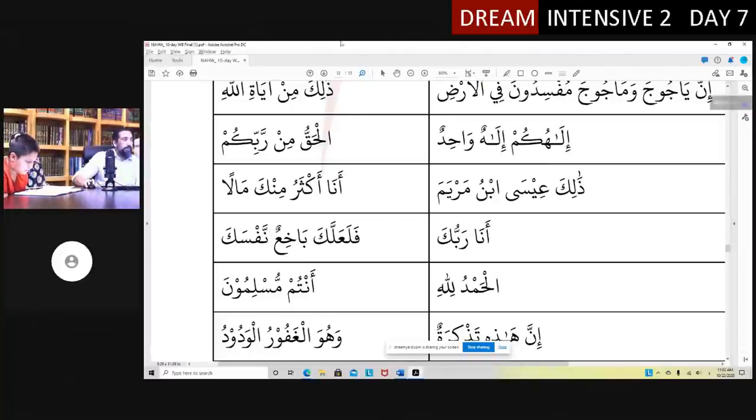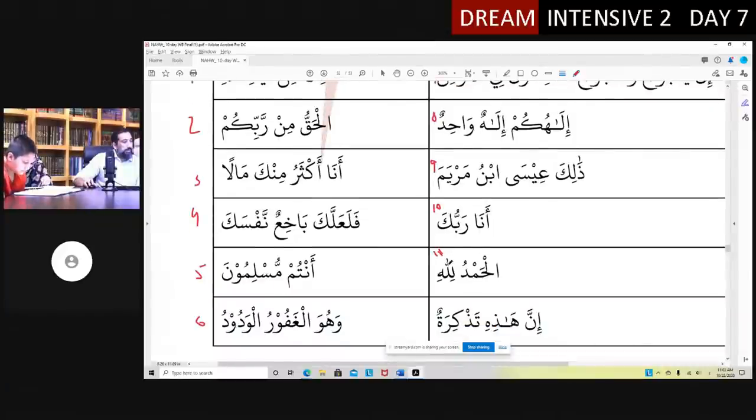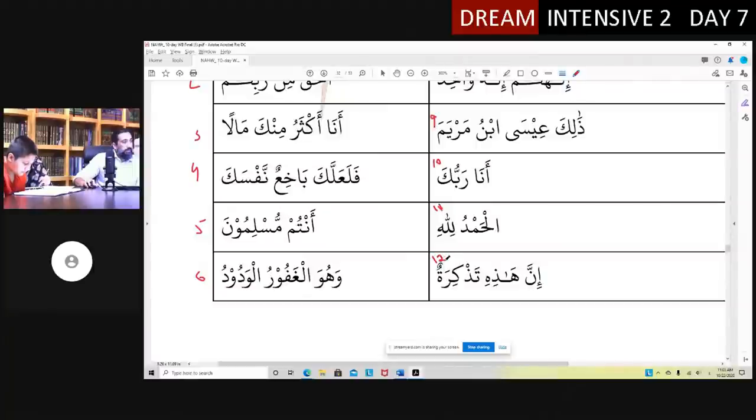Let's number them together so we all have the same kind of numbering sequence. 1, 2, 3, 4, 5, 6, then 7, 8, 9, 10, 11, and 12.